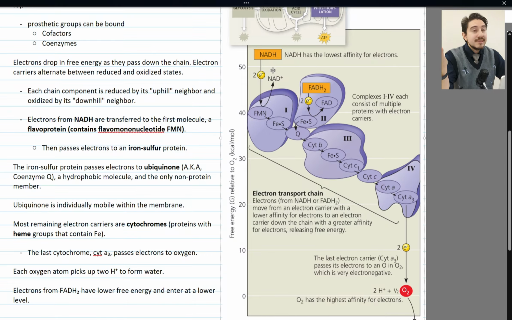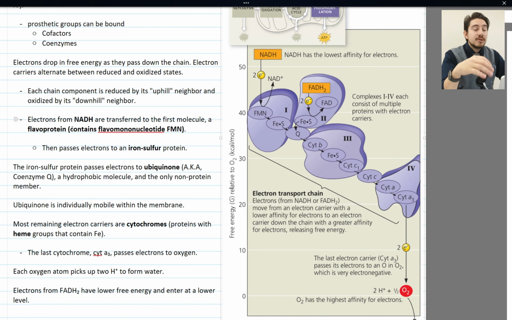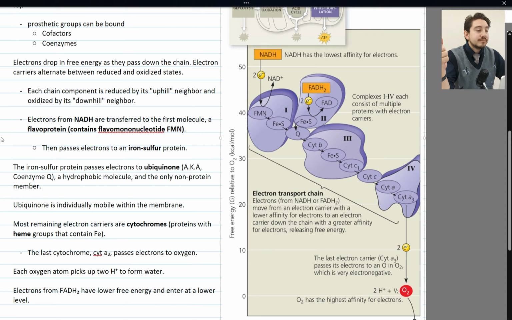It's in a reduced state. And that NADH will transfer its electrons to the first molecule of the cascade, within complex number 1, what is called a flavoprotein. And you can see here we begin this cascade. NADH will come, it will provide the electrons, it will become oxidized, NAD plus. This will go back to the Krebs cycle to be reduced again and then come back.